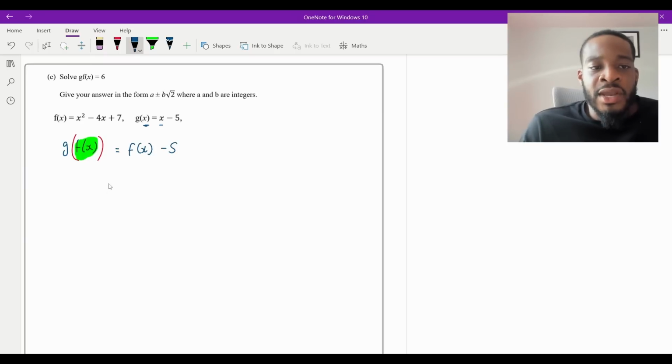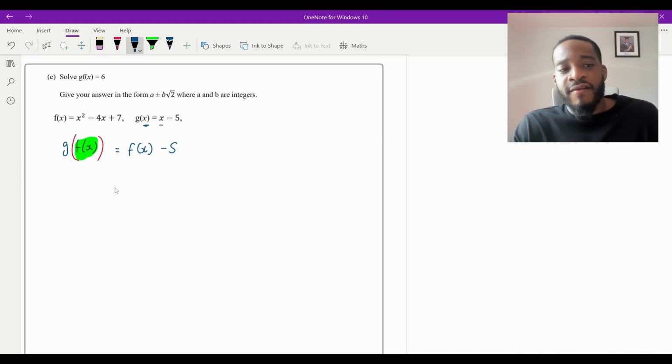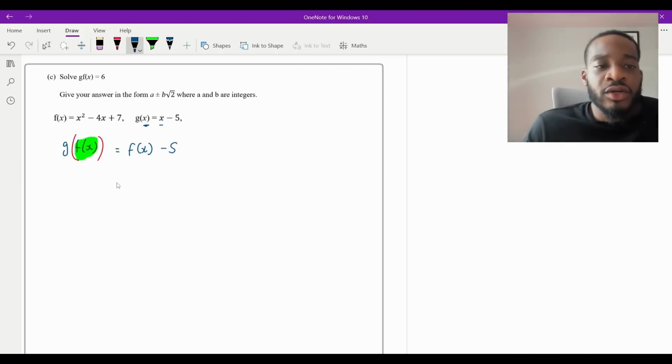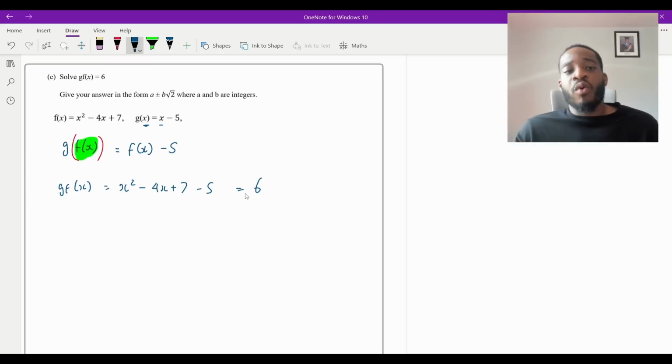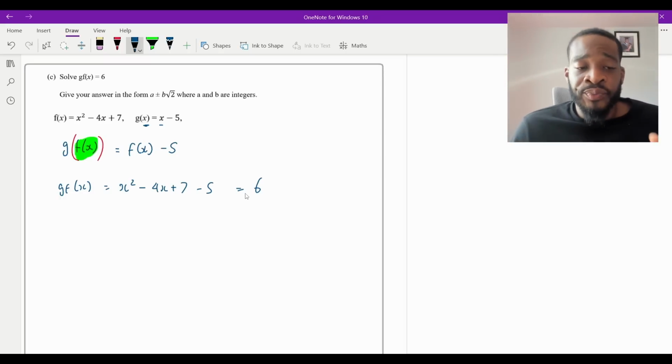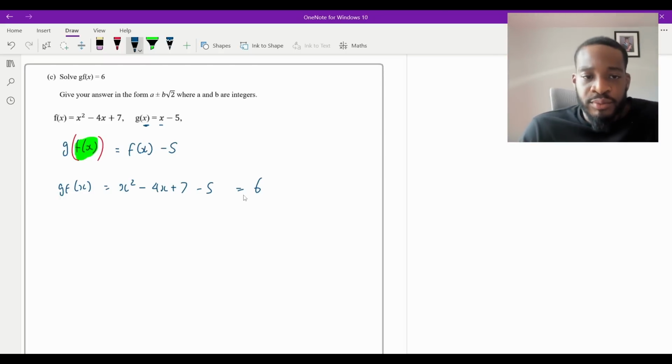So it becomes that. Now, what does that mean? Well, our function for f is just x squared minus 4x plus 7. So g of f of x is just going to be f of x, which is x squared minus 4x plus 7, and then we're going to take away 5. And remember, this is equal to 6. So I can set this equal to 6. And what we have here is just a standard quadratic equation. So we just need to get it in the form. Now, before I start doing the algebra, I'm going to look at the form that they want it in: a plus or minus b root 2.